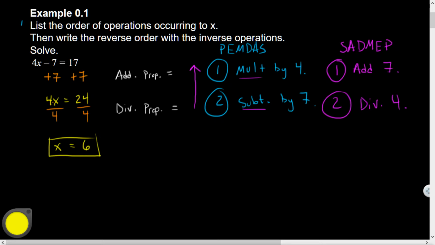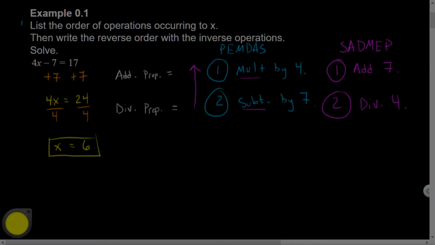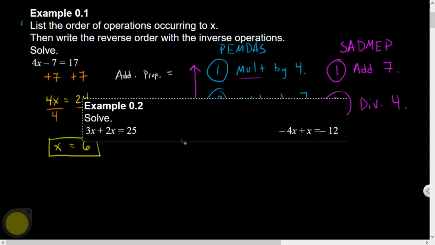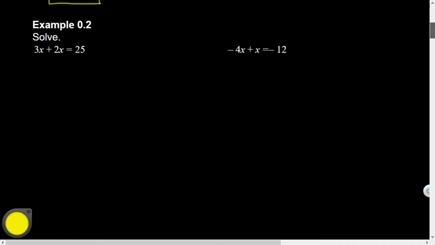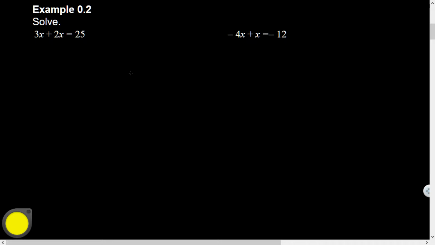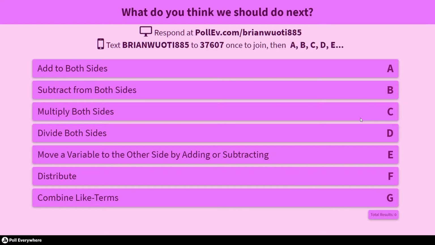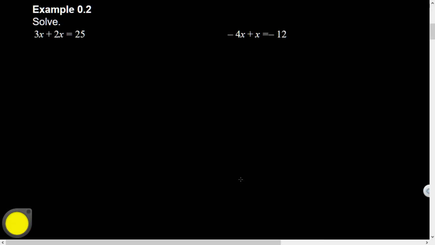All right, so let's look at example 2. They also told us that we should simplify first. Now, I'm not going to write out this SADMEP sequence every time. We're just going to think about it and be aware. The first thing I want to do, let's ask the audience. Should I add to both sides, subtract, multiply, divide, move a variable to the other side, distribute, or combine like terms? Here's example 2. I've got 3x plus 2x equals 25. What are your guys' thoughts? Now, I've given my students no training on this. You guys can answer on your Poll Everywhere.